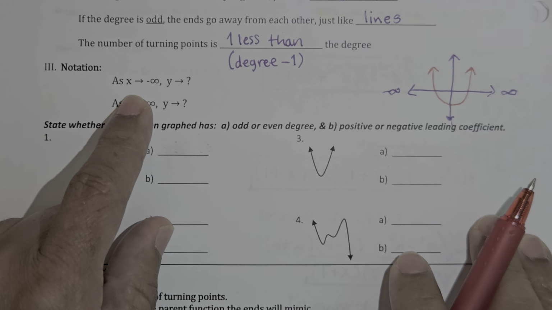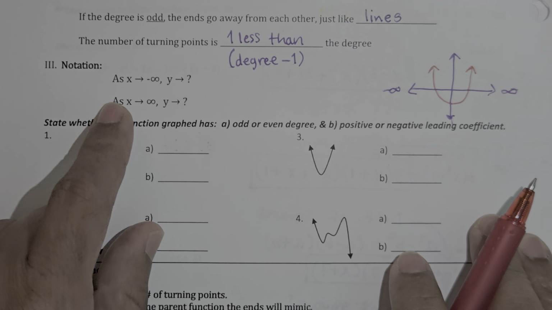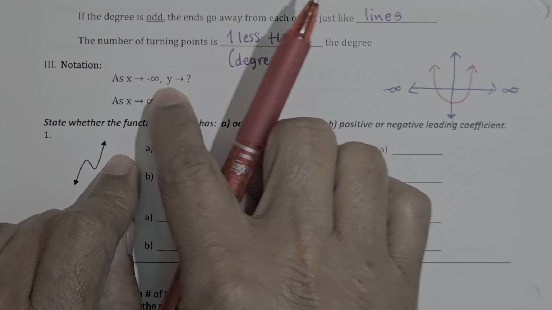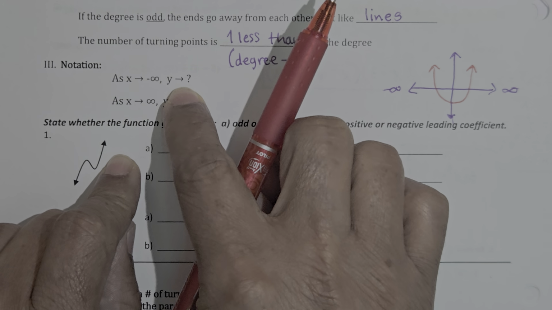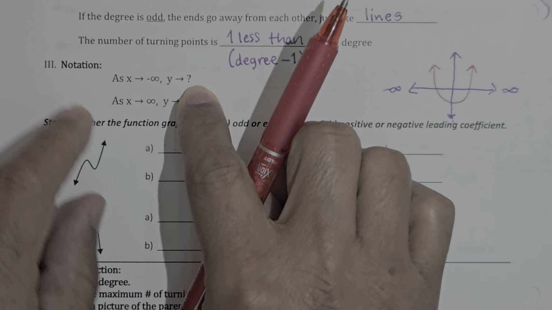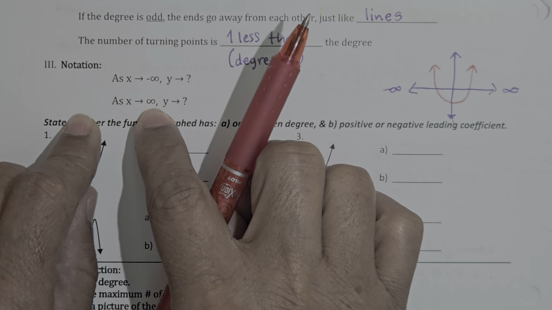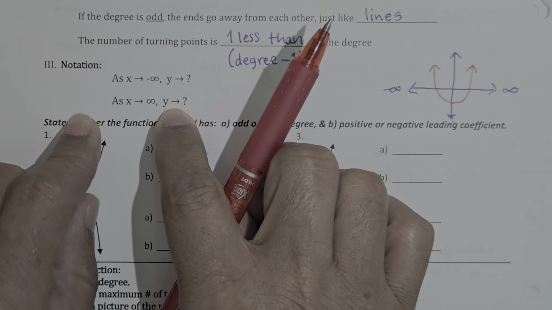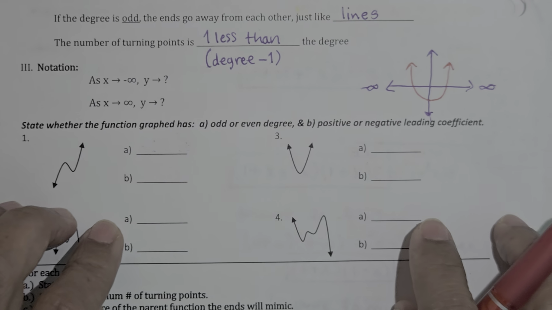Notation: this is the new vocabulary you'll see in this lesson today. What this means is, as x goes to negative infinity, where is y going? Is it going up or down, to negative infinity or positive infinity? And as x goes to positive infinity, where is y going again? Positive or negative infinity. That's what you'll learn to do today.